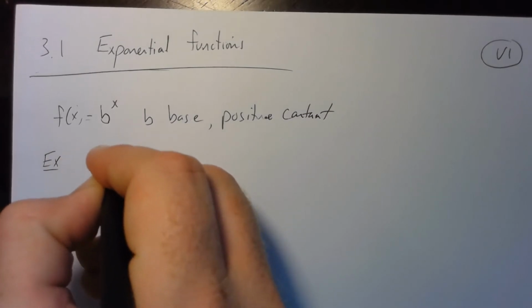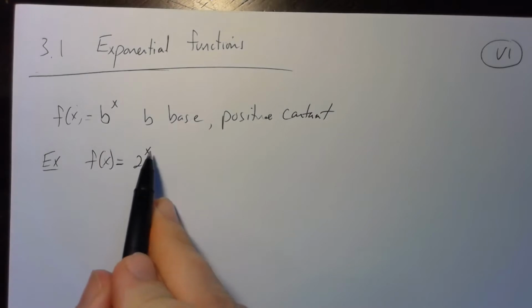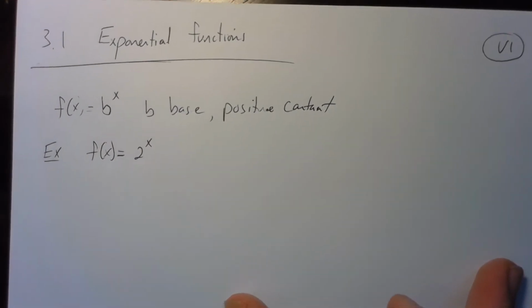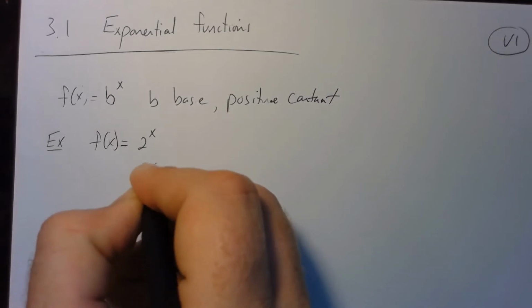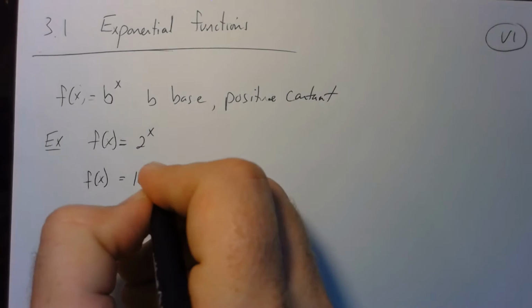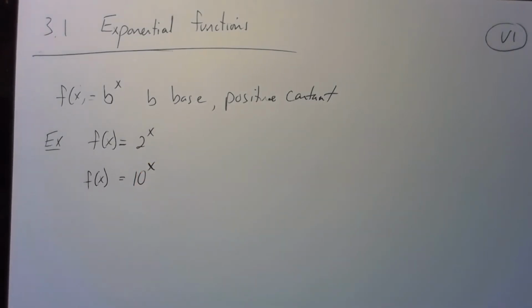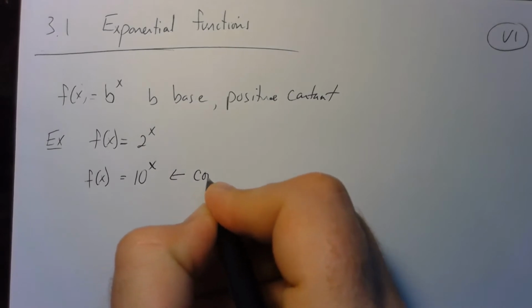f of x might be equal to 2 to the power of x. Again, the base is then 2, where the variable exponent is x. Then you might have, say, 10 to the power of x. Now, these two specific bases have importance in terms of the way we look at them. This one here is actually called the common base.